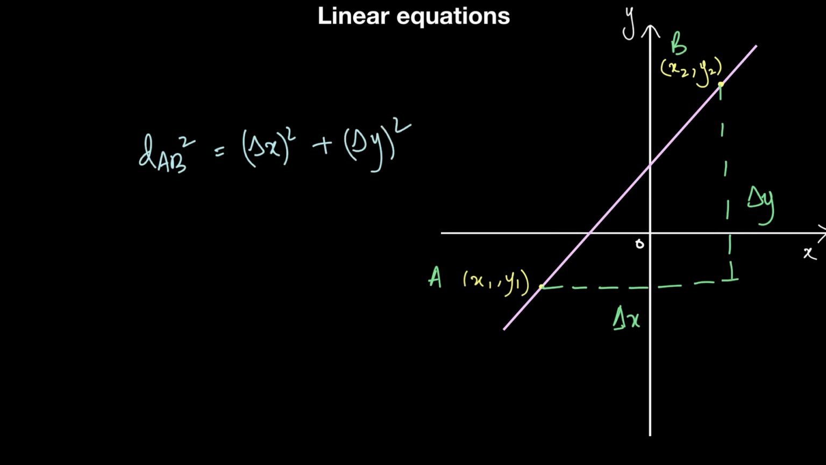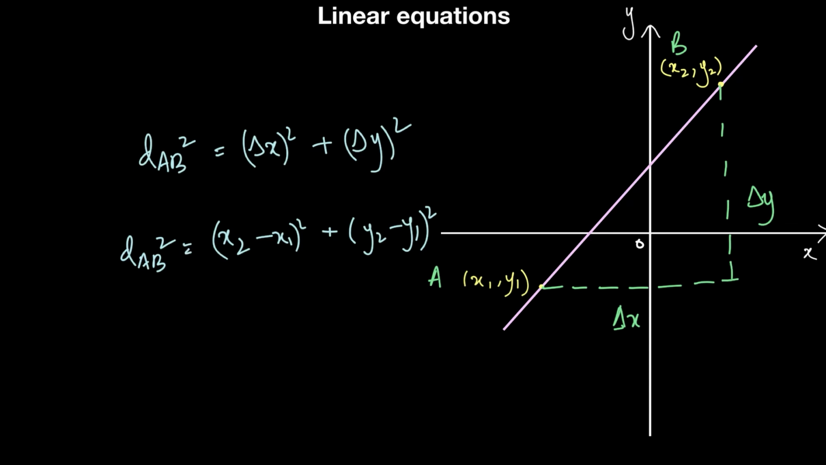Now the change in x from A to B is simply the difference between x values. So the change in x can be rewritten as x2 minus x1, the whole thing squared. And the change in y is the difference in y values. So y2 minus y1, the whole thing squared. So that is the distance AB, the whole thing squared.